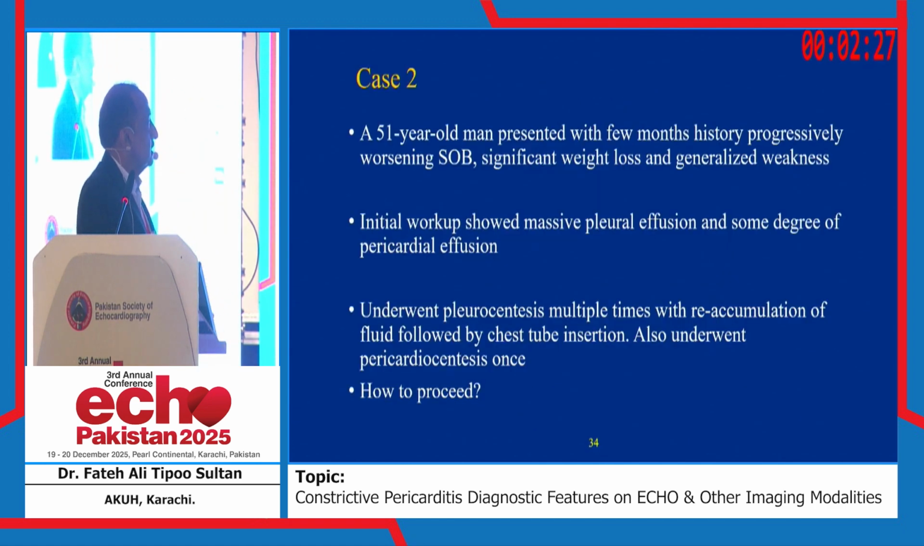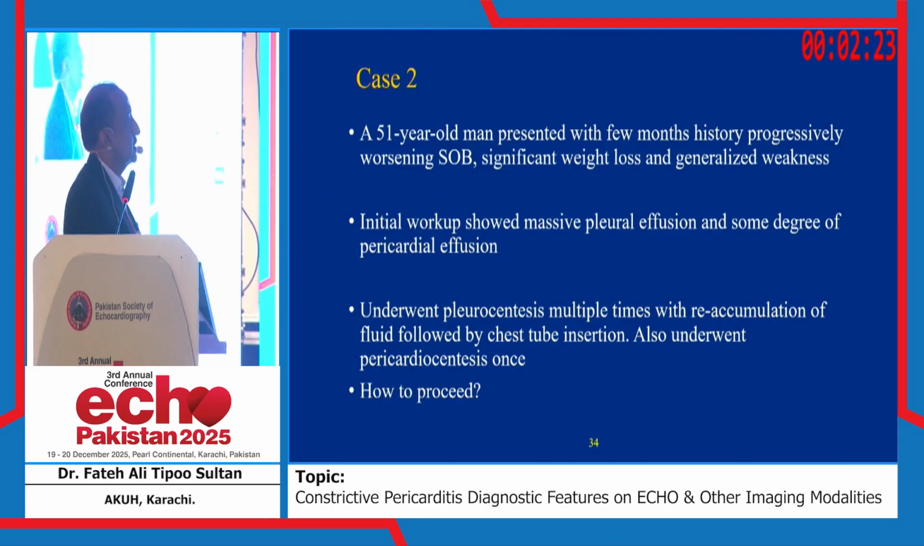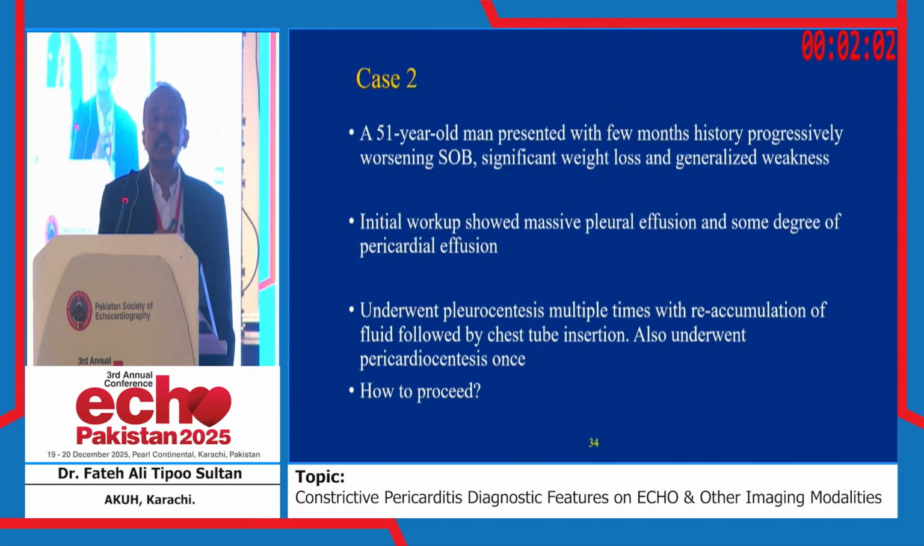The other patient is a 51-year-old man, presented with a few months history of progressively worsening shortness of breath, significant weight loss, and generalized weakness. Initial workup showed massive pleural effusion and some degree of pericardial effusion. He underwent pleurocentesis multiple times with reaccumulation of fluid followed by chest tube insertion, and also underwent pericardiocentesis once. So this patient was referred by the surgeon to me, and outside echo was completely normal.